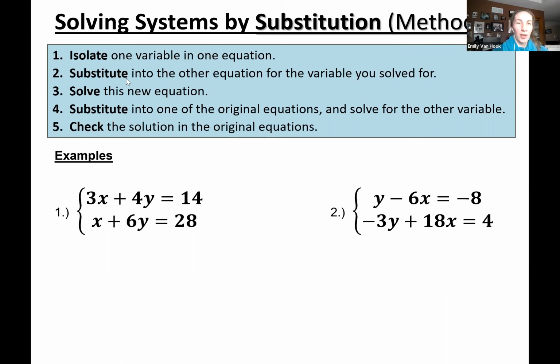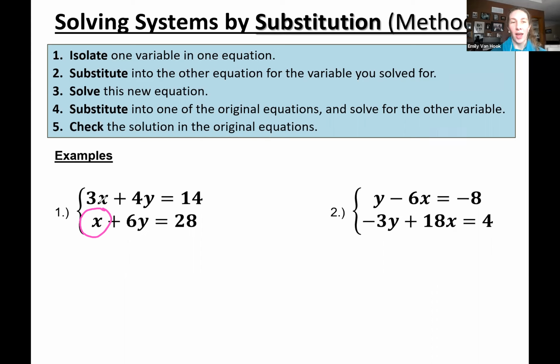So for example 1 here, 3x plus 4y equals 14, x plus 6y equals 28. We can choose to either isolate x or y. I'm going to choose x because I noticed that in the second equation, we have an x that does not have a coefficient, meaning if we were to isolate it, we wouldn't need to divide by anything, and we wouldn't end up with some fractions that would make our job a little harder. So I'm going to choose to isolate x in the second equation, simply because it's probably the easiest option.